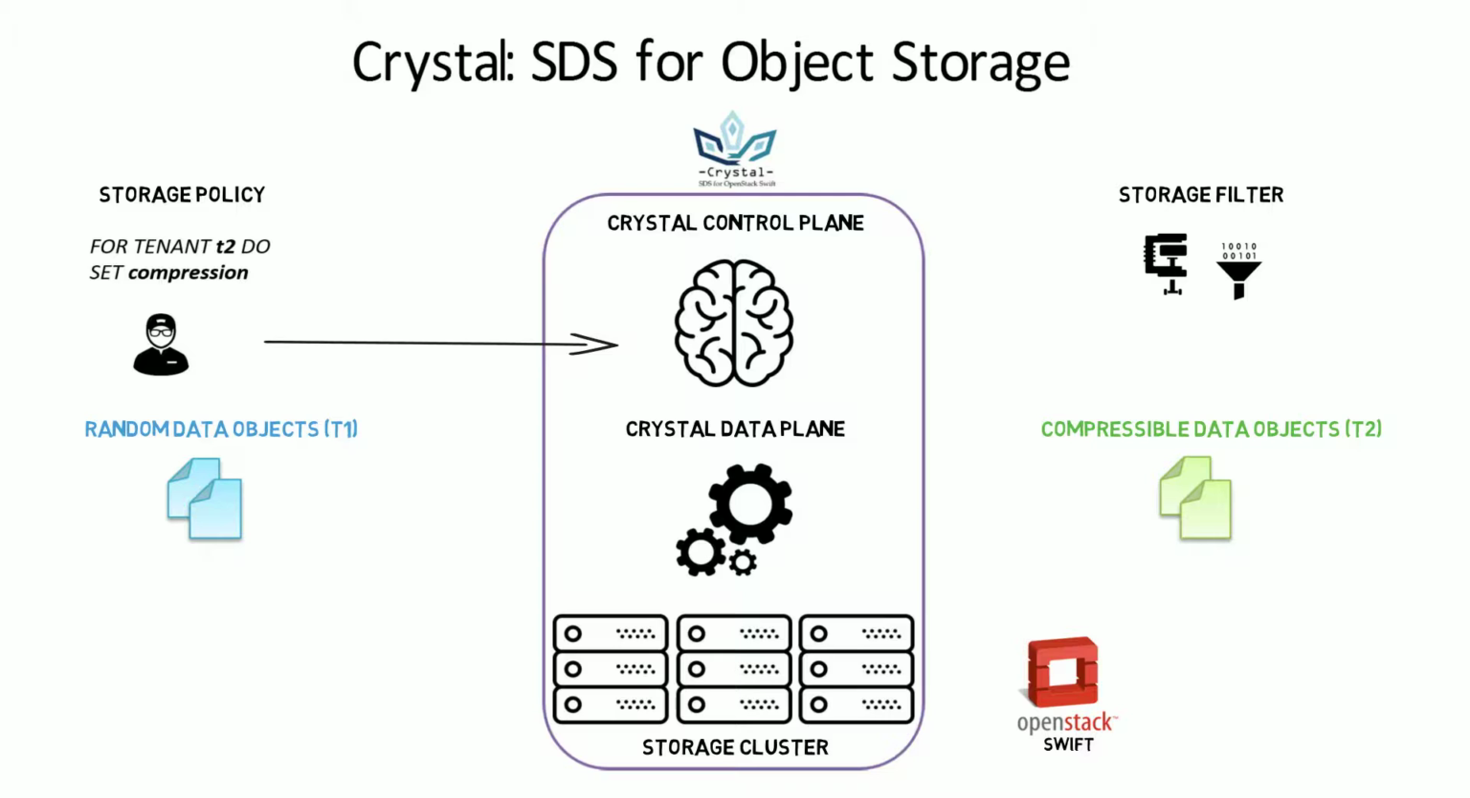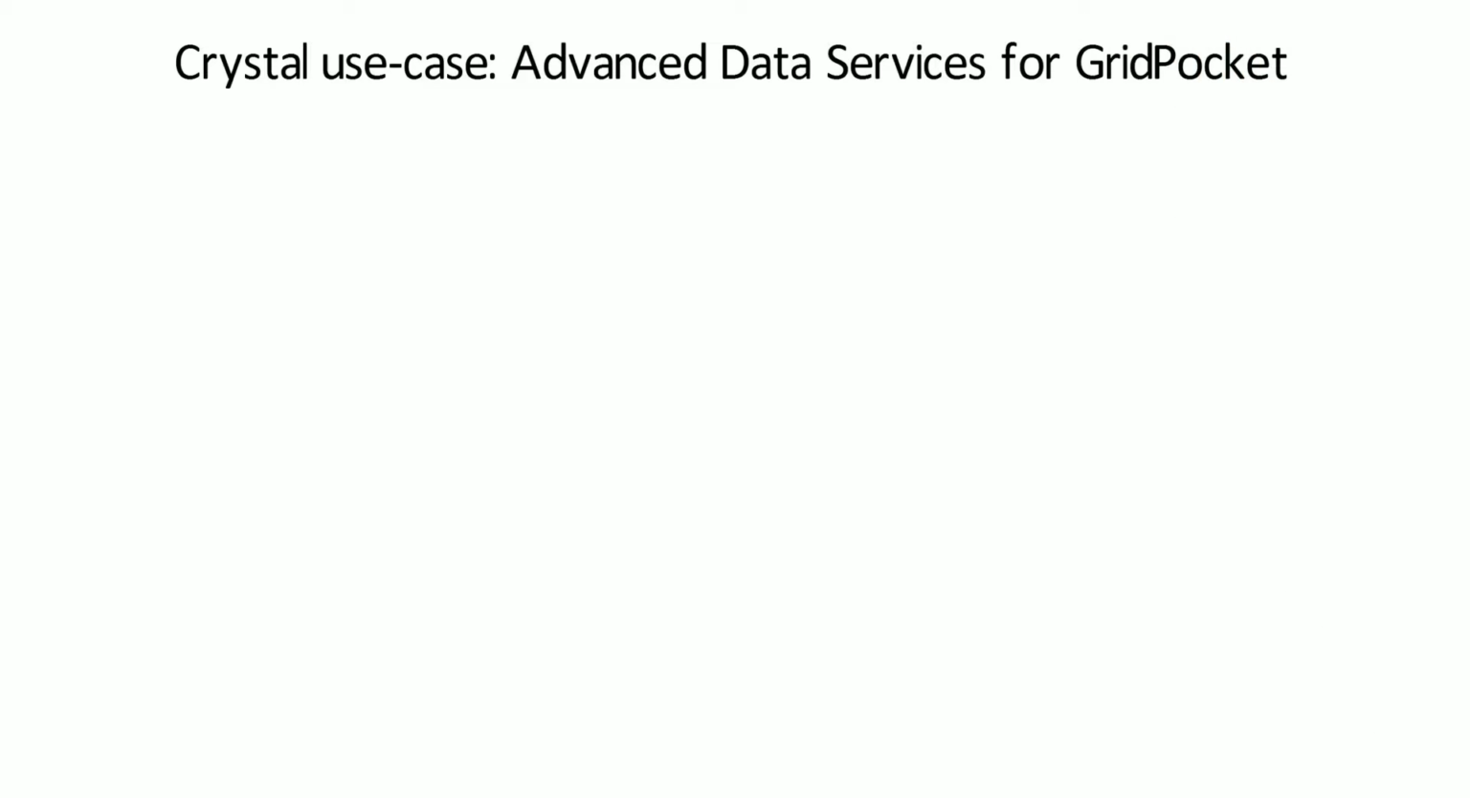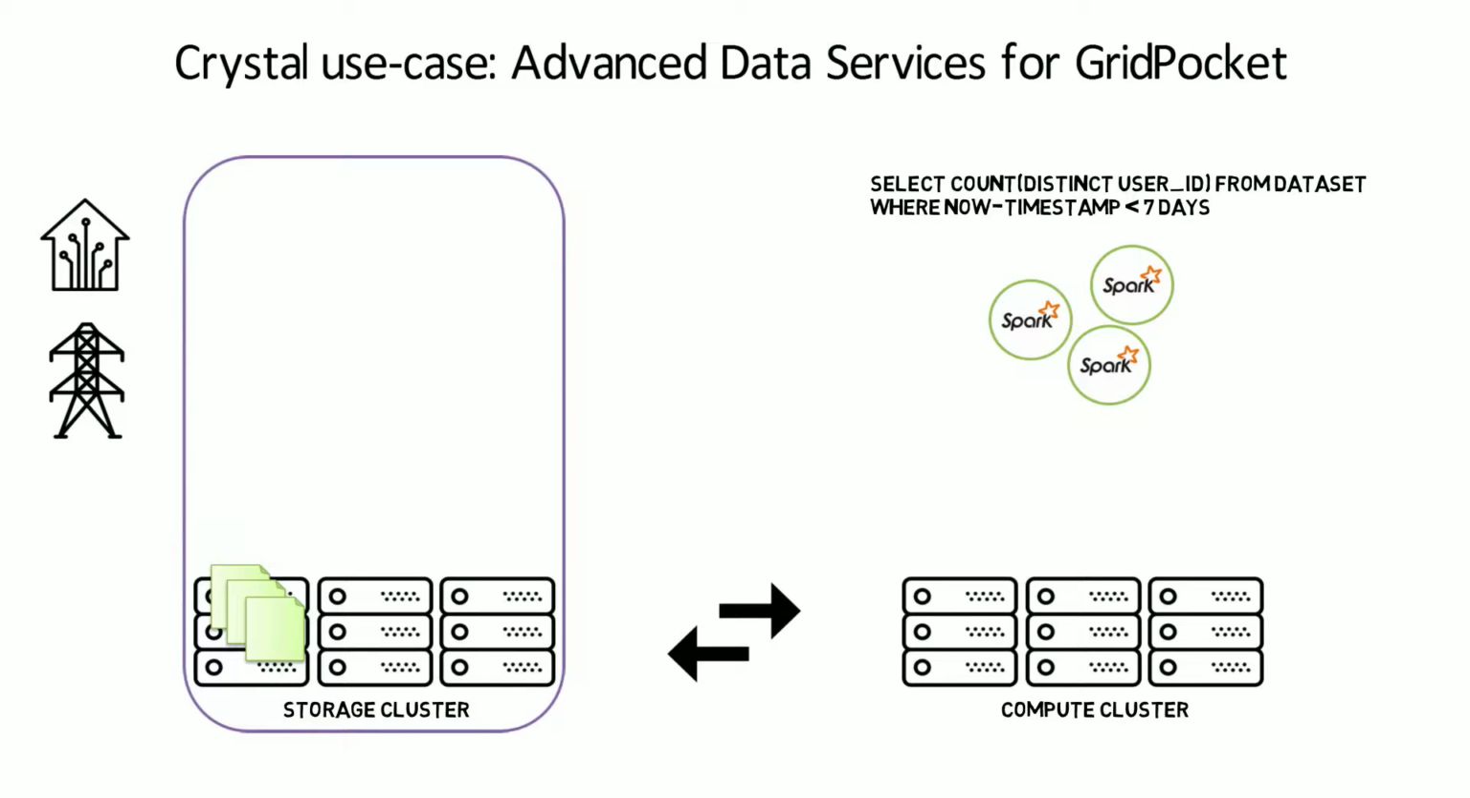As can be seen in our example, once this policy has been defined, Crystal automatically detects T2's data objects and transparently enforces data compression, thus saving storage space. This is just one simple example of Crystal's capabilities. Crystal also makes it possible to execute a wide variety of services on data objects. This includes a solution for the Grid Pocket use case.